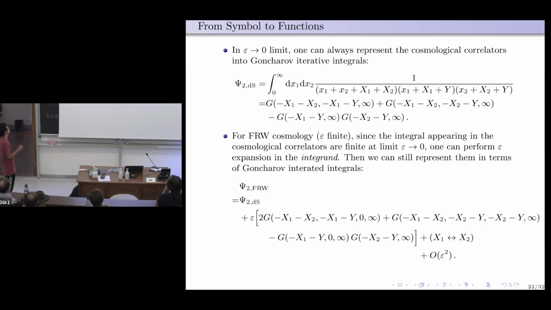For example, in this two-dimensional dS metric, which corresponds to the epsilon to zero limit, one can first just do partial fractions, where each term contains only two factors. For the term with x1 plus capital X1, x1 plus y, and this total energy factor, it directly corresponds to a Goncharov function. Other terms are similar. But note that here the final entry is infinity, so every single function here is divergent, but these divergences can cancel between these different functions.